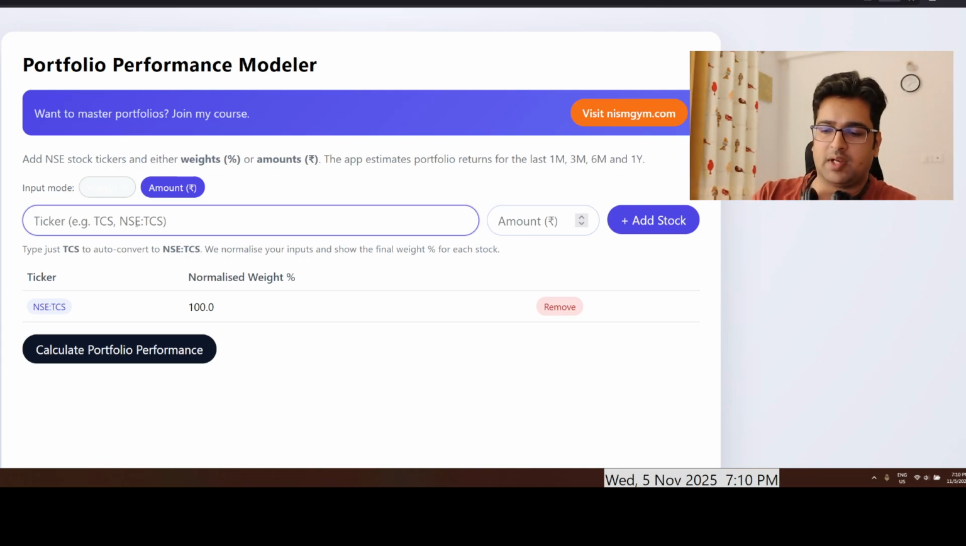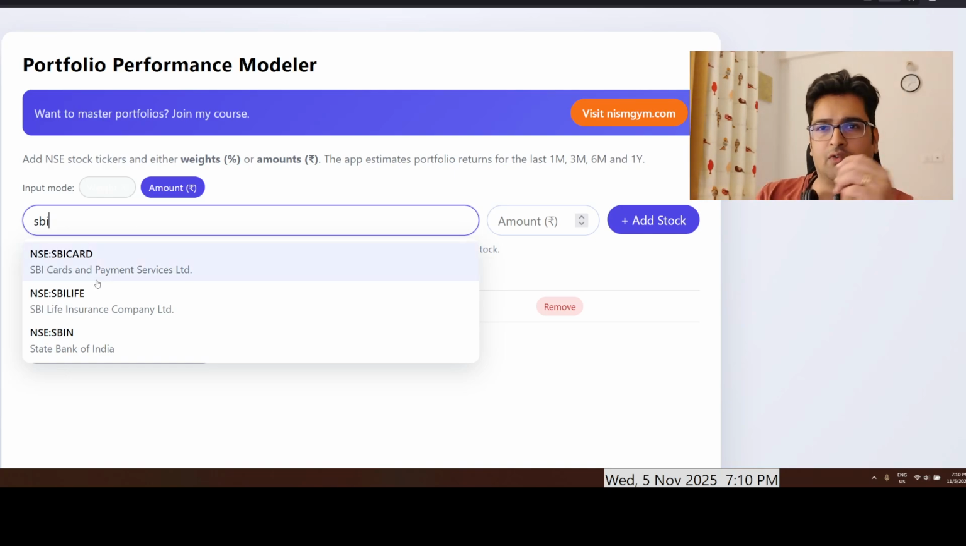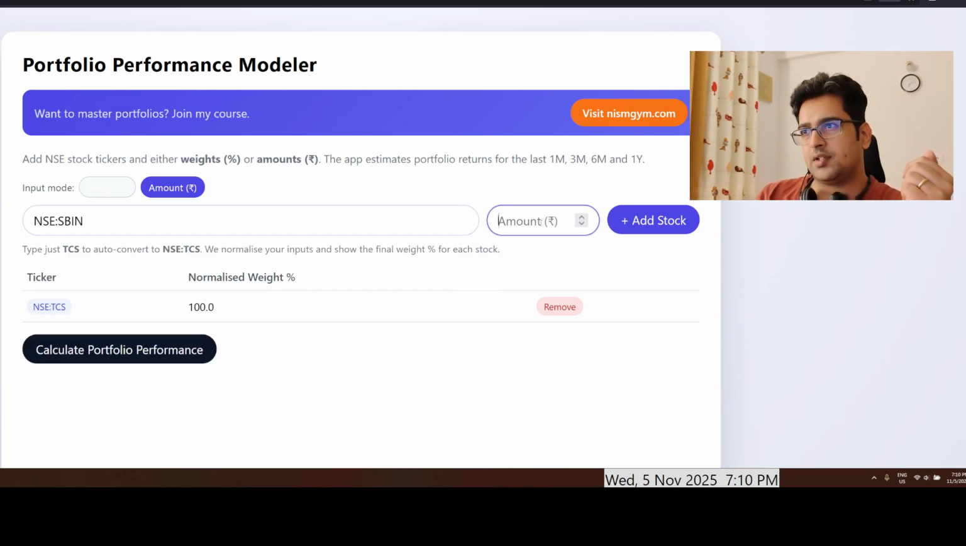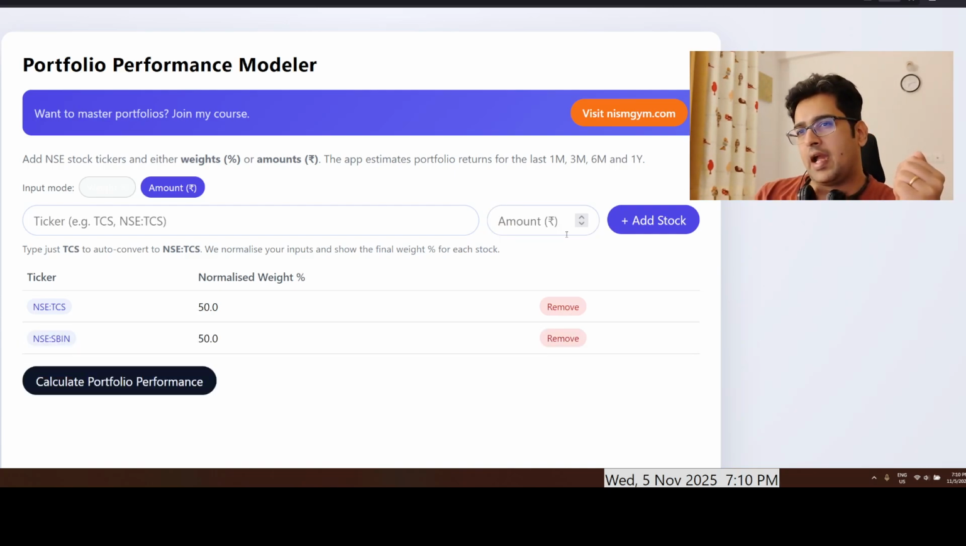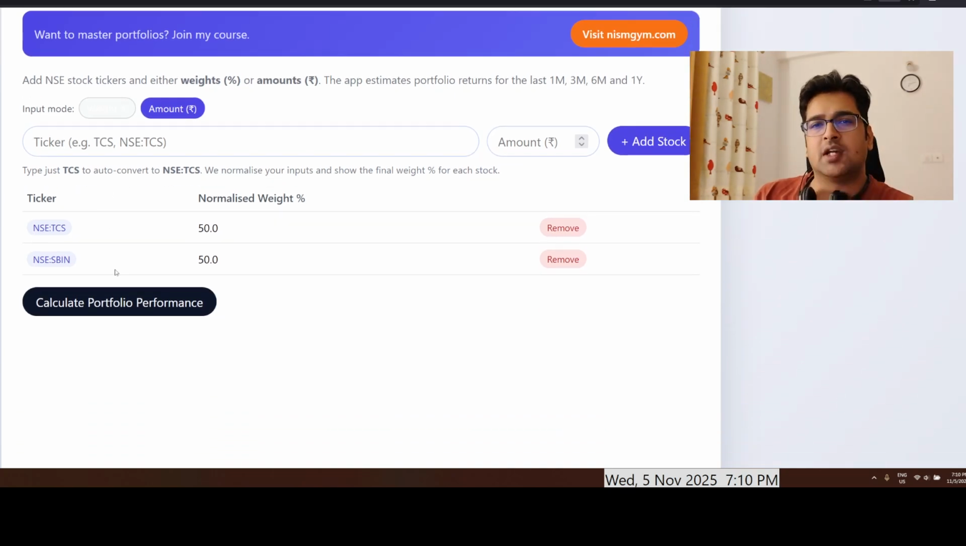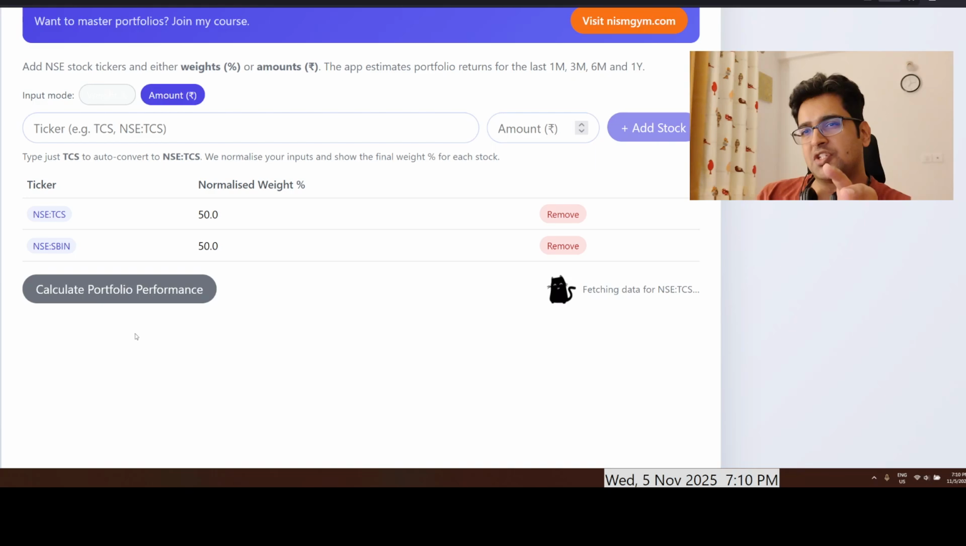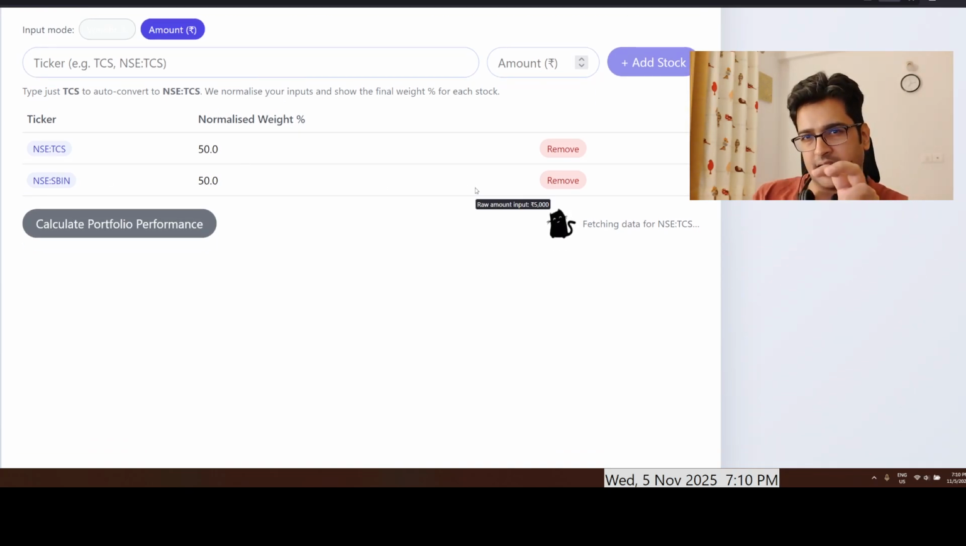Just as a demo, let me create a portfolio of two stocks and show you what it looks like when we look at the portfolio performance. I inputted two tickers, which are TCS and SBI Bank, and I entered weights of 50% for each of them. I could have entered the amount also. In fact, that is what I did. When I calculate the portfolio performance, it'll fetch the data for both of these companies. It takes a little while, so be a little patient with it.